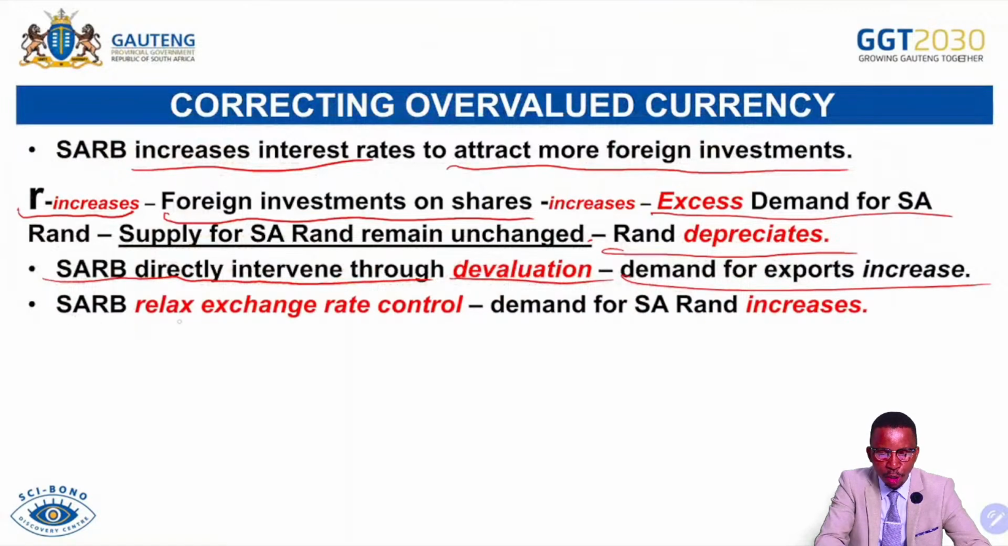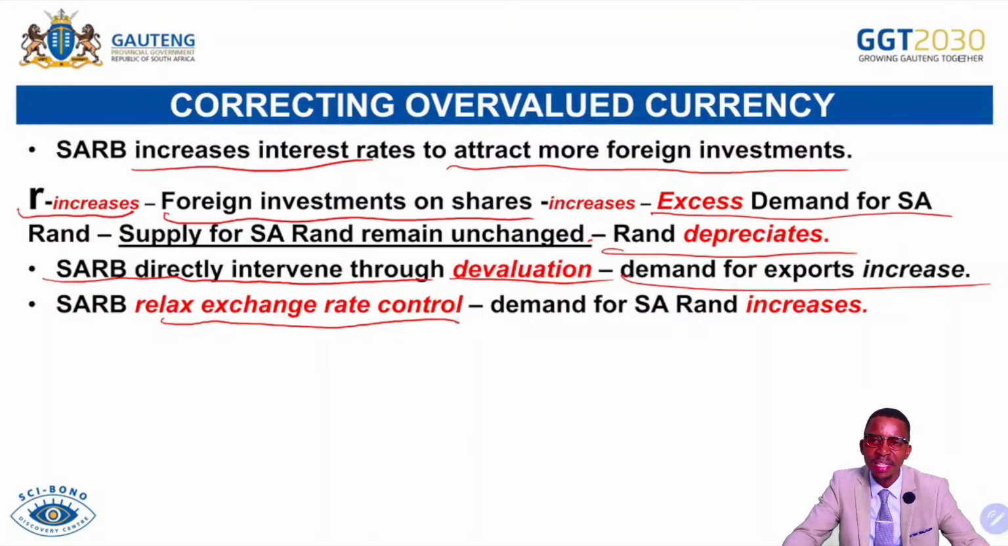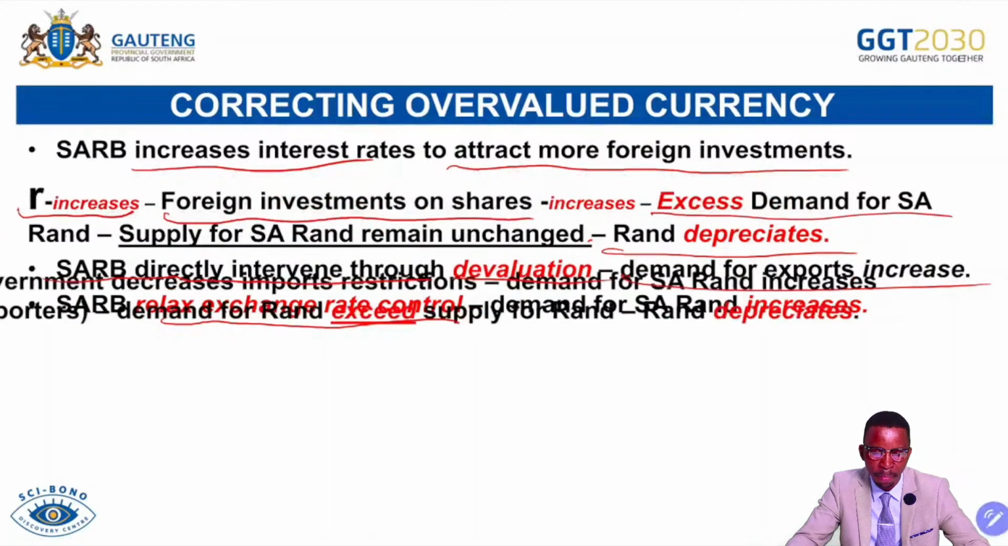The South African Reserve Bank can also relax exchange rate control. Remember, the Reserve Bank has a responsibility to tighten exchange rate control policies so that whoever is in demand of foreign exchange can apply to the Reserve Bank to get the foreign exchange. However, in this situation, the Reserve Bank can relax those regulations so that whoever is in need of the domestic currency can access it without any regulation, so that our currency can be highly demanded and accessible. That can also result in an increase in demand for the rand.